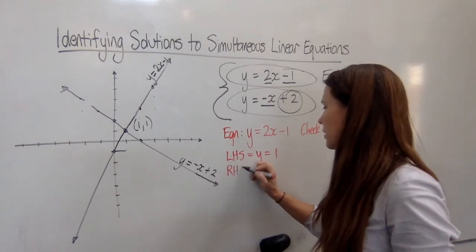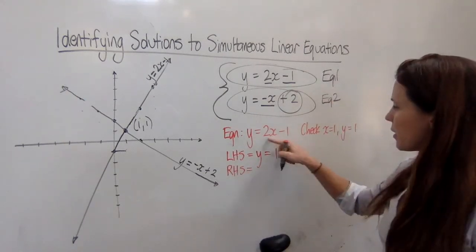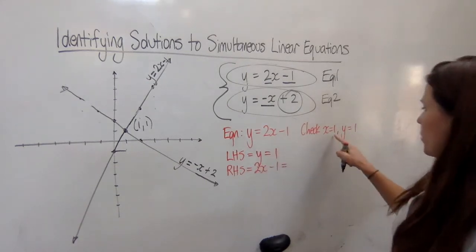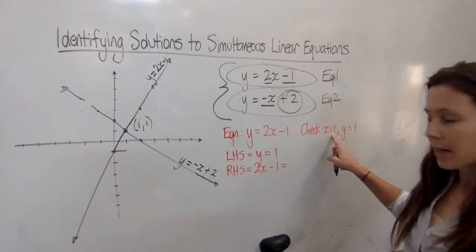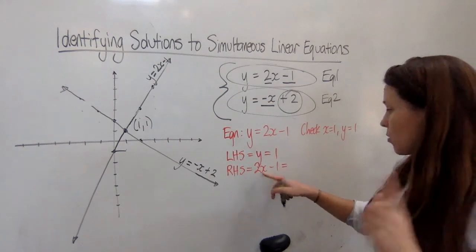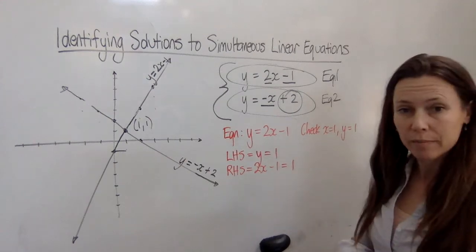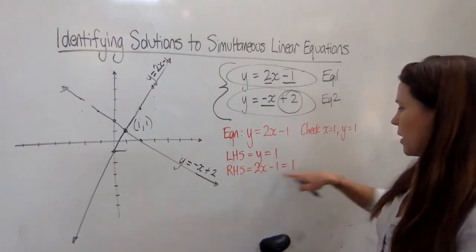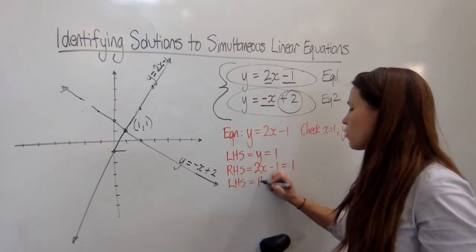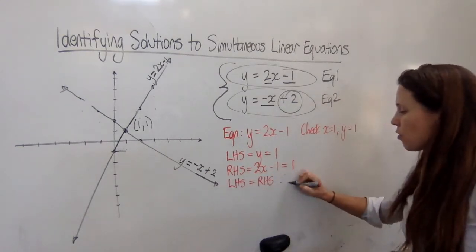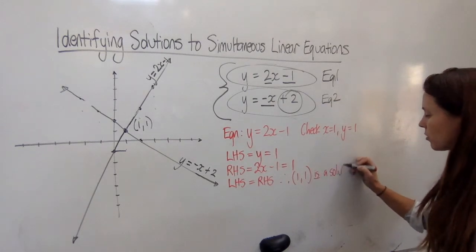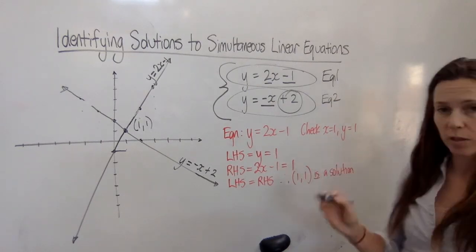All right, what's the right-hand side? Well, the right-hand side is 2x minus 1, which is, if we sub in 1 for x, then we've got 2 lots of 1, that's 2, minus 1, that's 1. So we get 1. So the left-hand side was 1 and the right-hand side was 1, well, they're equal. So we say left-hand side equals right-hand side. Therefore, 1, 1 is a solution. That's for the first equation.